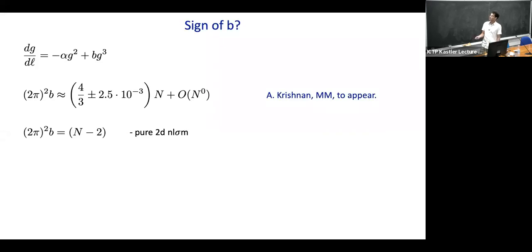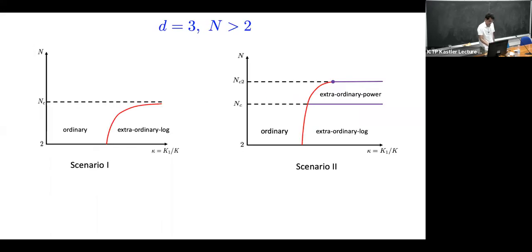In fact, if you look just at a two-dimensional nonlinear sigma model, it's given by this expression. So including the coupling to the bulk only makes it more positive. You see, it's 4/3 instead of 1. So this scenario is favored, and it also seems to be favored by the numerics, although probably more study is necessary. How am I doing on time?